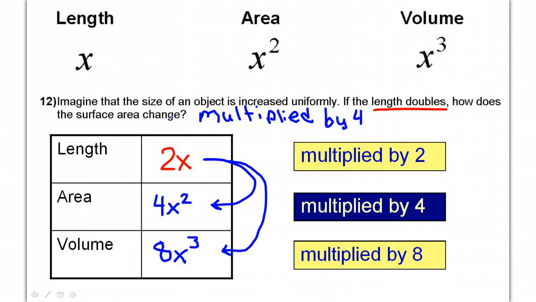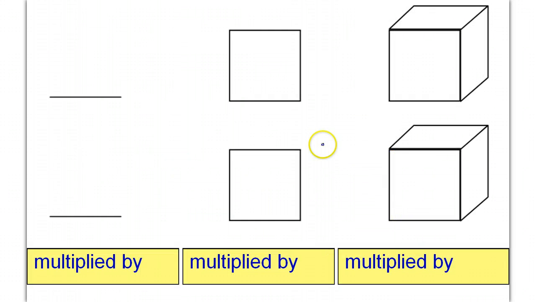Now, just to back that up, let me follow through with an example. We did this yesterday, but I want to connect it to what I just showed you. According to us, if the length doubles, the area should be multiplied by 4. Okay? So let's test that theory.